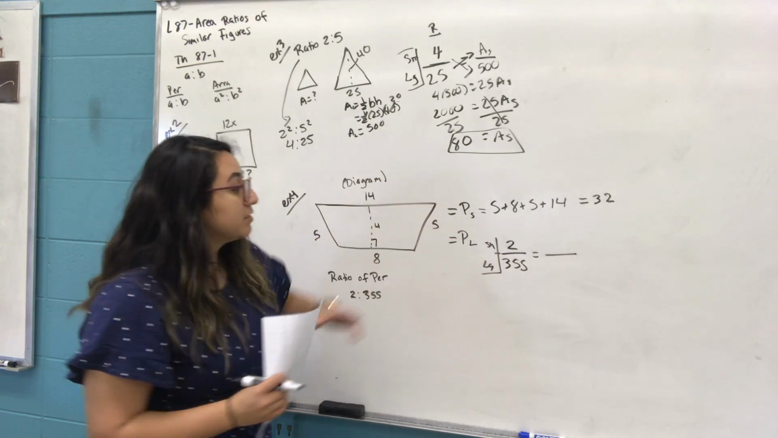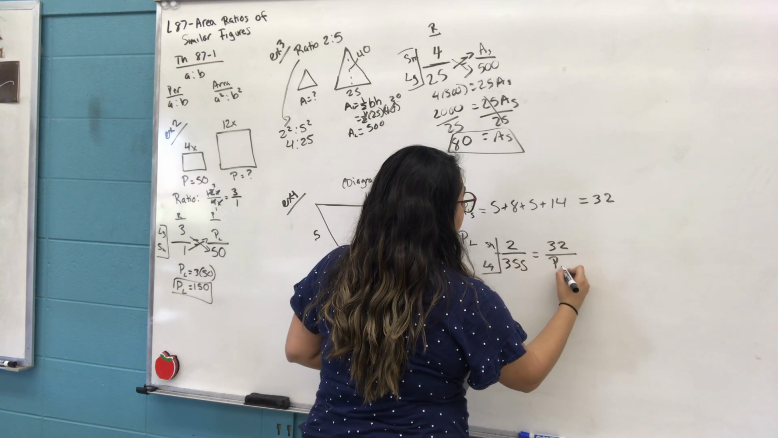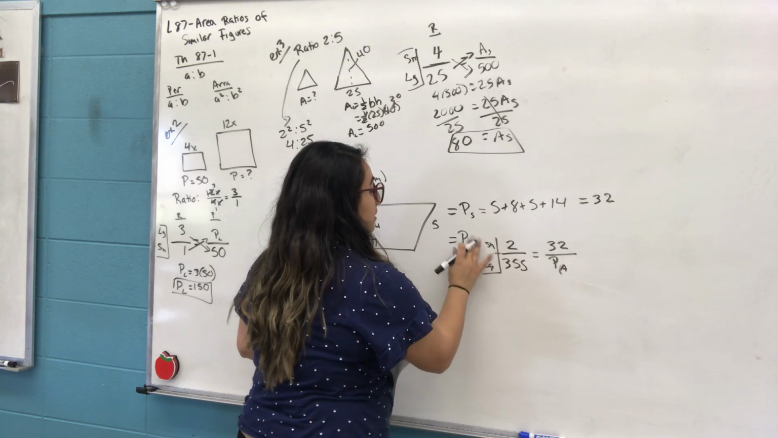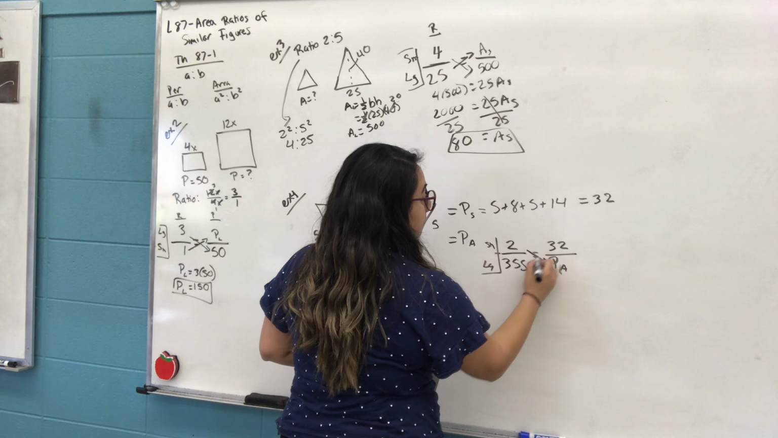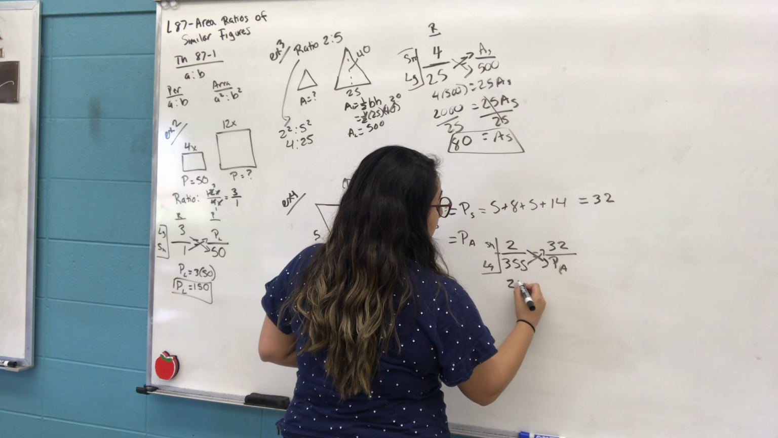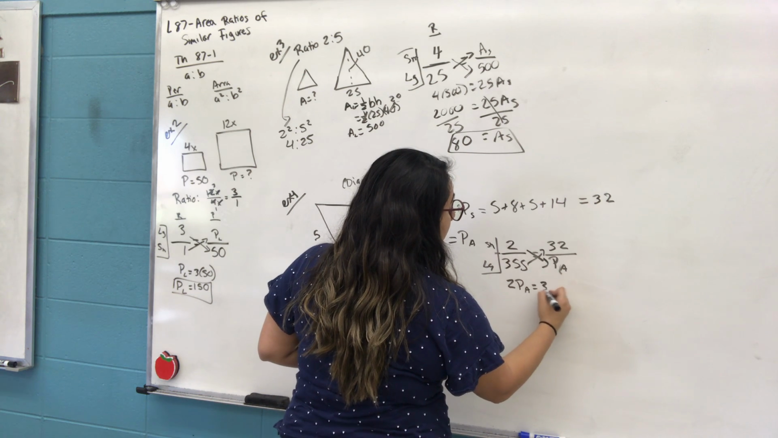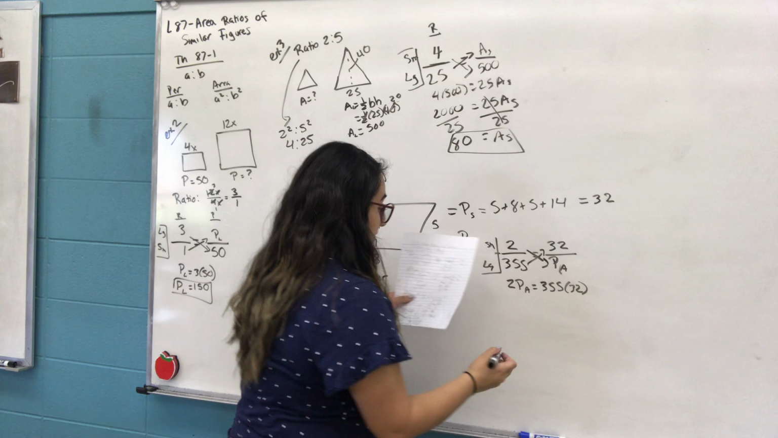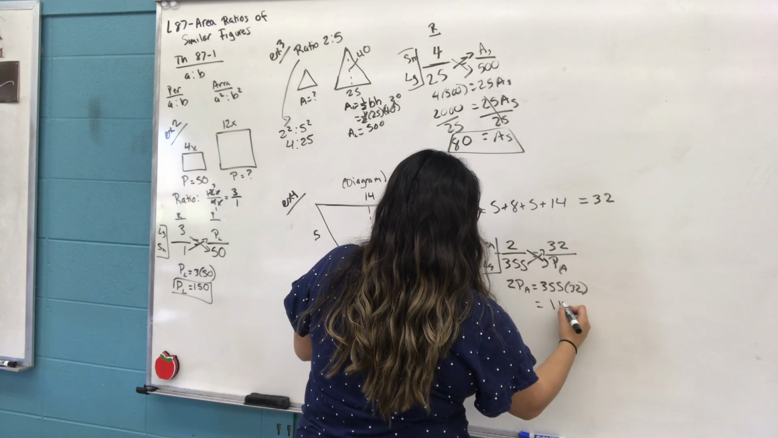We have here the perimeter of the smaller one is 32. We don't have the perimeter of the actual one. So I'm just going to put A. Let me just put A. The perimeter of the actual one. So now to find it, we cross multiply. So now we have 2 times P, the perimeter of the actual one, is equal to 355 times 32. That will be 11,360.